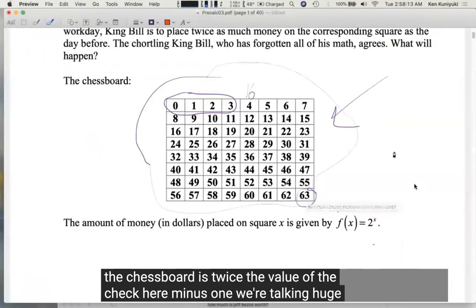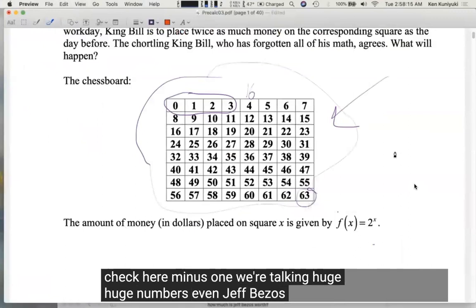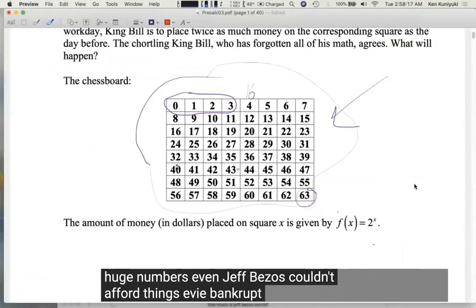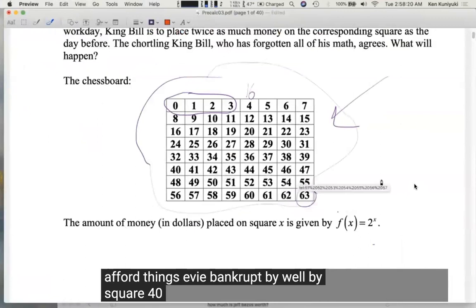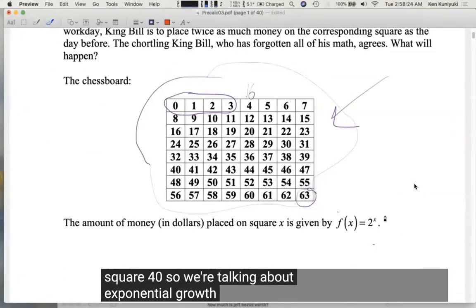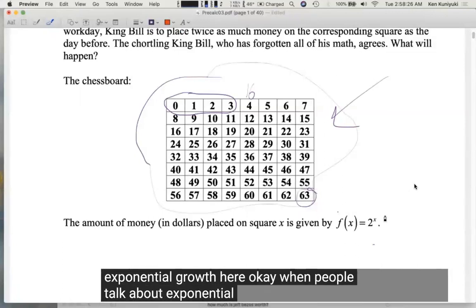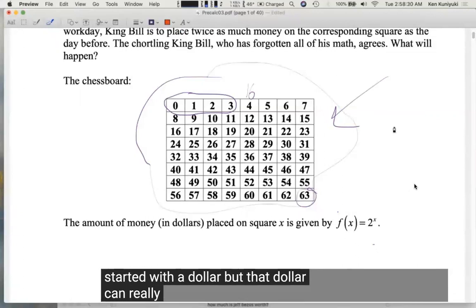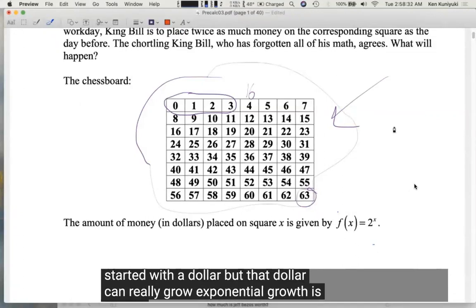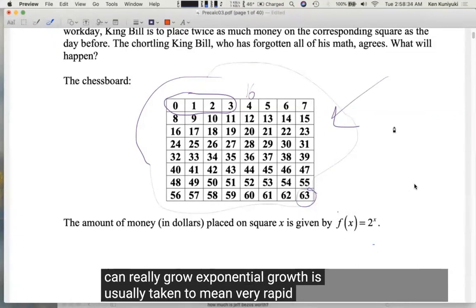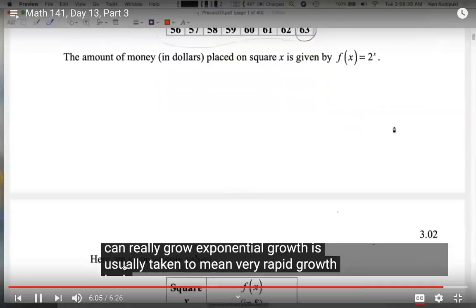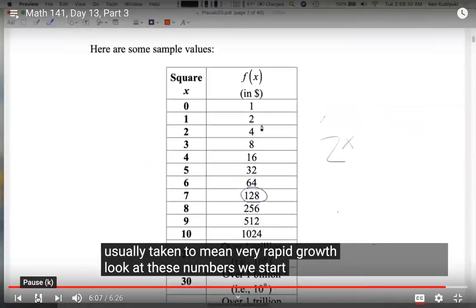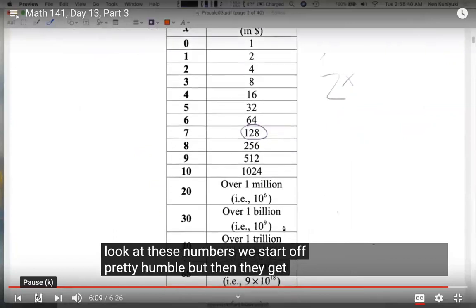We're talking huge, huge numbers. Even Jeff Bezos couldn't afford things. He'd be bankrupt by square 40. So we're talking about exponential growth here, okay? When people talk about exponential growth, we started with $1, but that dollar can really grow. Exponential growth is usually taken to mean very rapid growth. Look at these numbers. We start off pretty humble, but then they get astronomical.